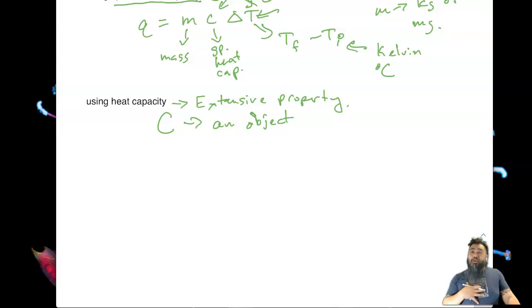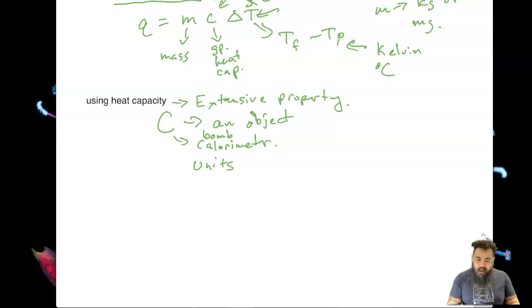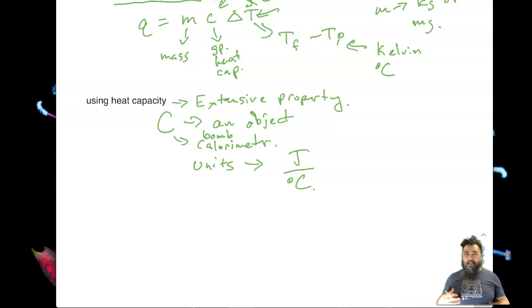What we will typically use is this heat capacity in something we are going to call a bomb calorimeter, and you will see the heat capacity of that object. You know you have a capital C by looking at the units. The units for this are joules per degree Celsius. Notice there isn't any mass, because it deals with a specific object.